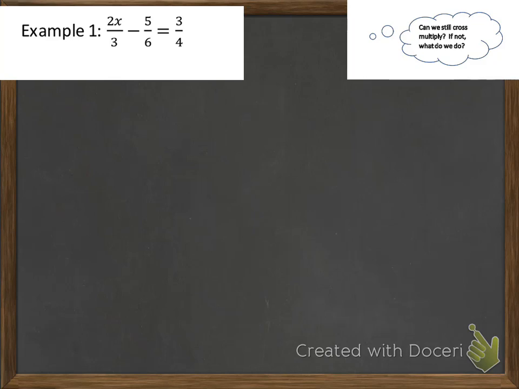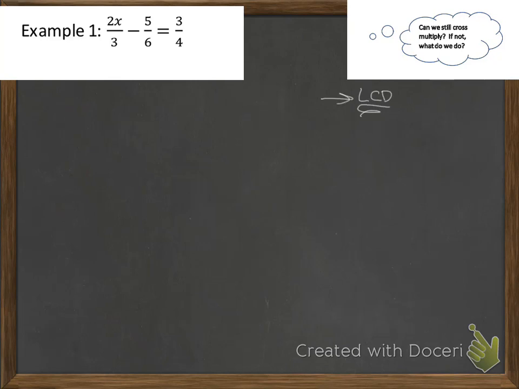The problem is that we have two fractions subtracted from each other on one side. So we cannot cross multiply and solve. So please be careful and be aware of that. Okay? What we can do, however, is we can find the LCD.